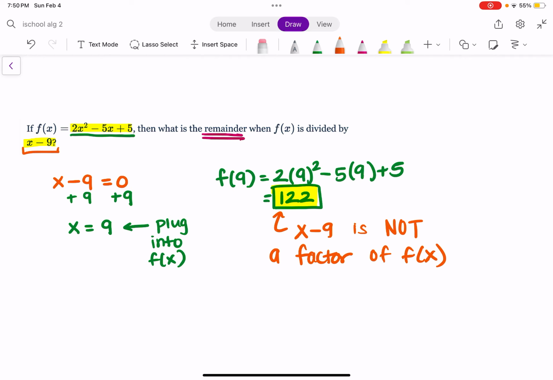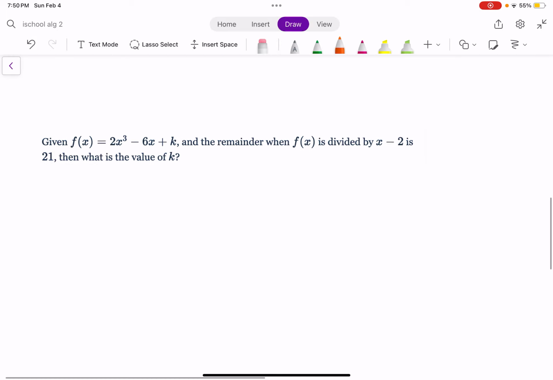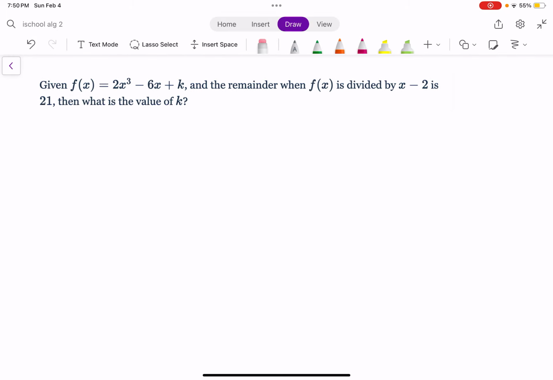But I'm going to show you now how we can use the remainder theorem to actually solve for different things. Okay, so let's look at this question here. It says, given f of x equals this thing right here, and notice we have a k, and the remainder when f of x is divided by x minus 2 is 21, then what is the value of k? So in this case, now they're giving us the remainder, and we're trying to solve for k.